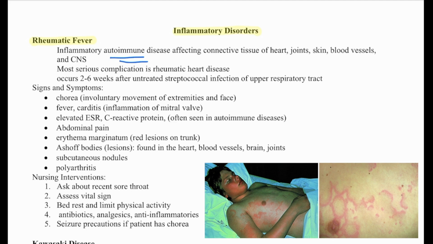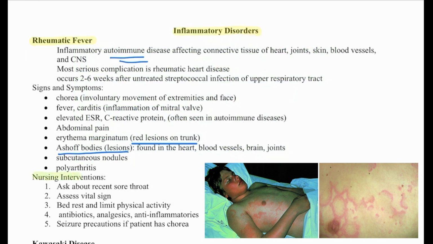Rheumatic fever occurs 2 to 6 weeks after untreated streptococcal infection of the upper respiratory tract. Signs and symptoms are chorea, which is involuntary movements of extremities and face, fever, carditis, inflammation of the mitral valve, elevated ESR, C-reactive protein, which is often seen in autoimmune diseases. They may have abdominal pain, erythema marginatum, which are red lesions on the trunk, Aschoff bodies, which are lesions found in the heart, blood vessels, brain, and joints, subcutaneous nodules, and polyarthritis.